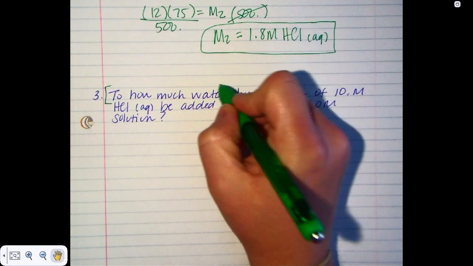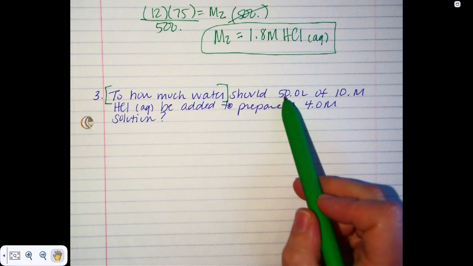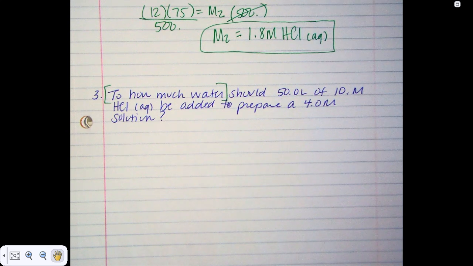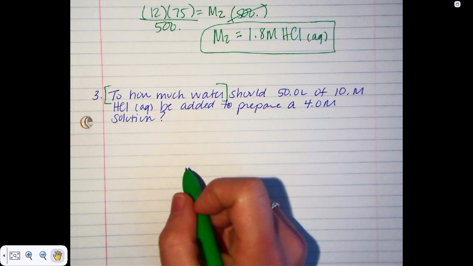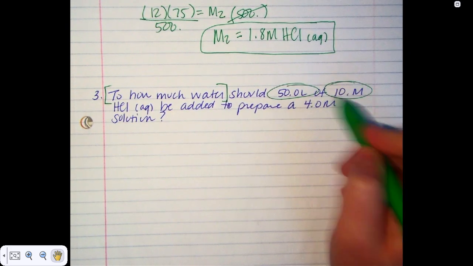So in number 1, I found total volume. In this one, the total volume is not my final answer. The difference between my initial volume and my final volume is the answer, because I want to know how much water I added to get there, not what the final volume would be. So stepwise, it's the same to begin with. The 50 and the 10 go together.